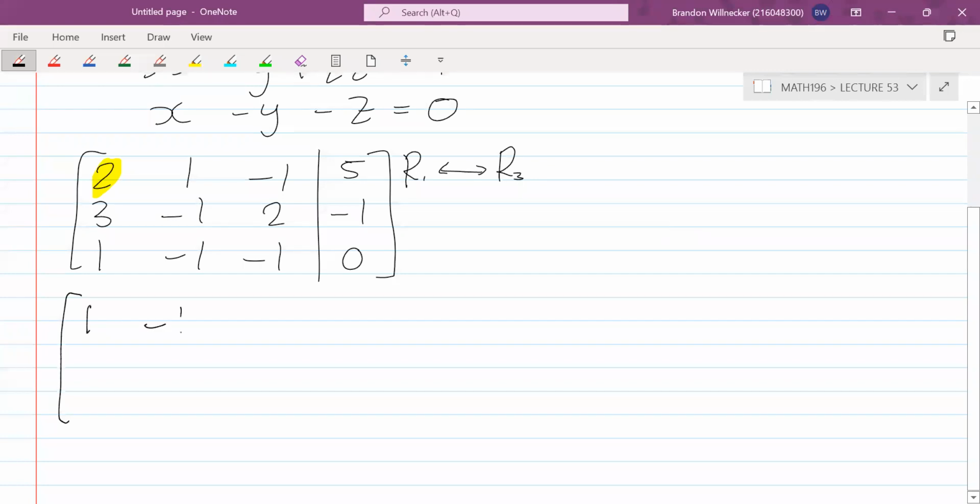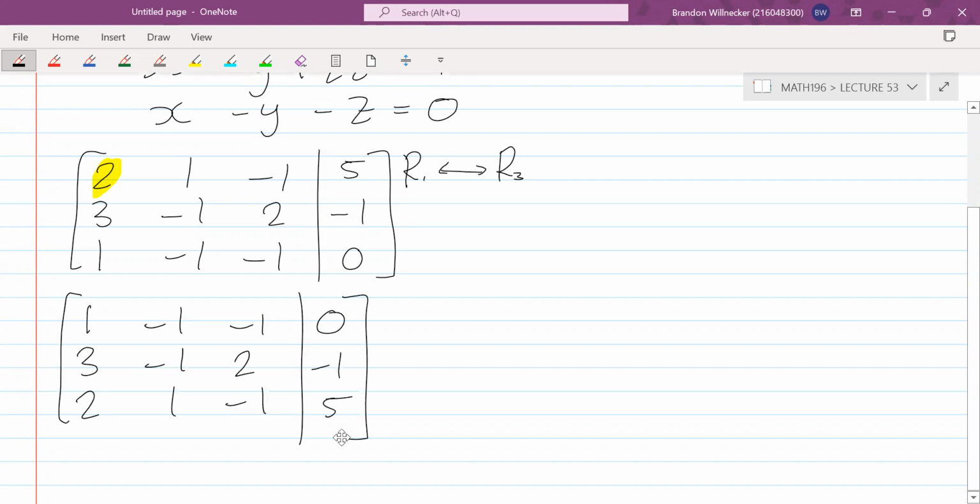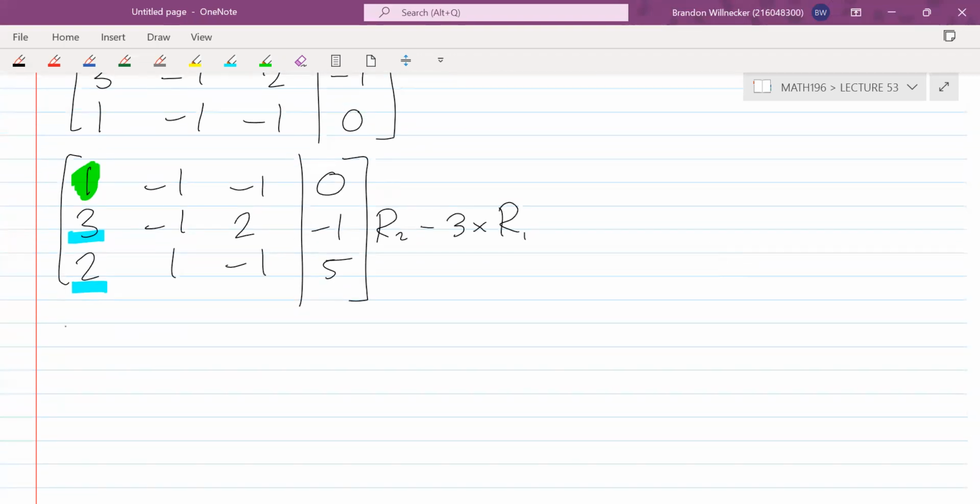So we're going to get 1, -1, -1, 0, 3, -1, 2, -1, and 2, 1, -1, and 5. Okay, so I've just swapped those. Okay, so now we've got the 1 in that first position, which is what we needed. Now, the numbers below, the 3 and the 2, we want those to be 0. Okay, so that's easy enough. Since we've got the 3 there, we're going to take row 2 minus 3 times row 1. Okay, because then the 3 and the 3 will cancel, giving us a 0. Okay, so let's do that.